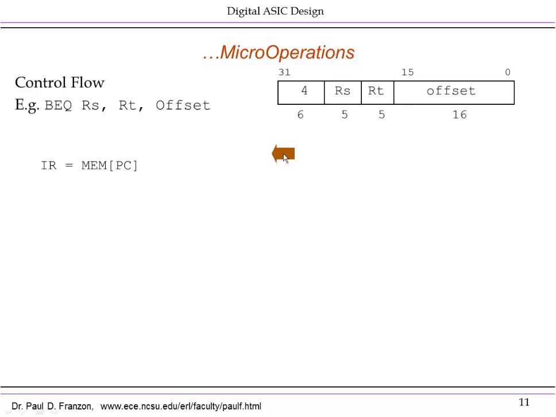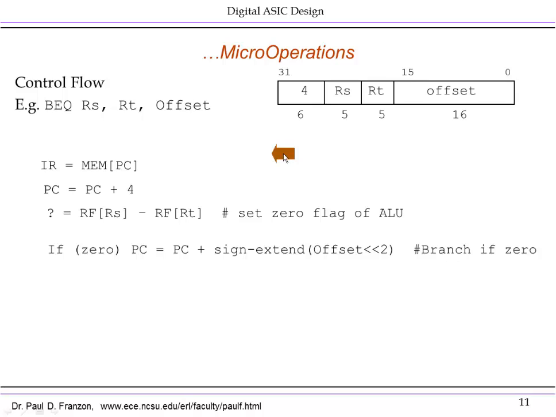The first micro operation is to fetch the instruction stored in the instruction register. We still do PC equals PC plus 4 because we don't know if we're going to modify the PC or not. We then fetch contents of the 2 registers from the register file, subtract them from each other, and dump the result. We don't actually care about the result. What we care about is whether the zero flag is set or not. If the zero flag is set, we're going to modify the PC by the current PC plus the sign extended offset, again shifted left 2 because all instructions are 32-bit aligned.